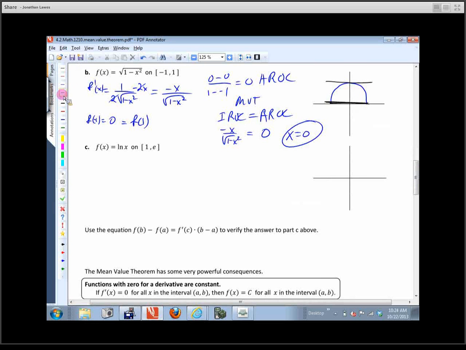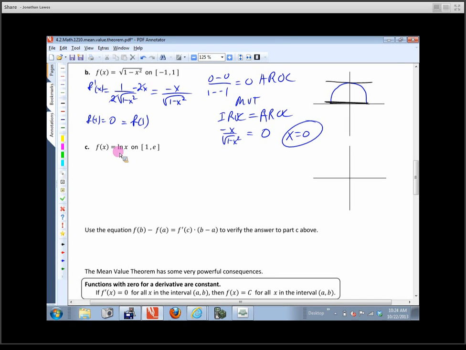Okay, let's do one that's a little bit less familiar. It says f of x is ln of x, and the interval is the closed interval from 1 to e. Closed interval, that's good. That's a continuous function everywhere where it's defined. I mean, it's just that kind of shape like this. So it's continuous. We're in good shape there.